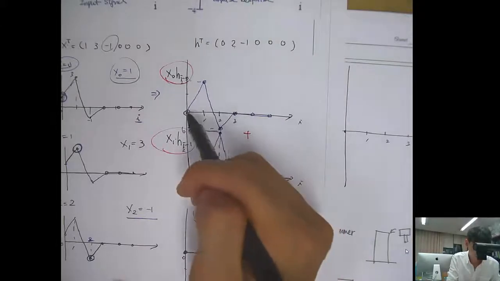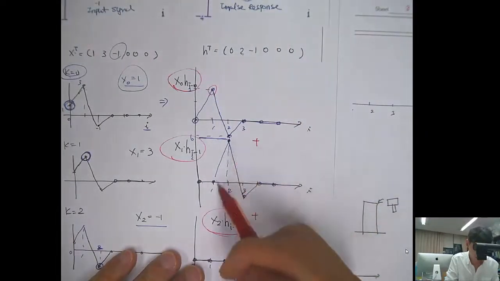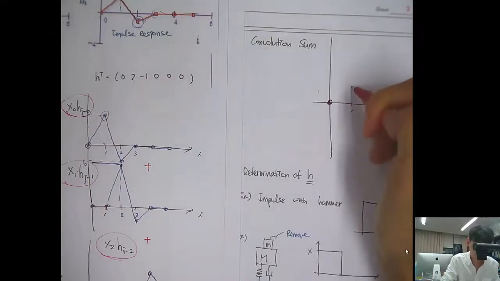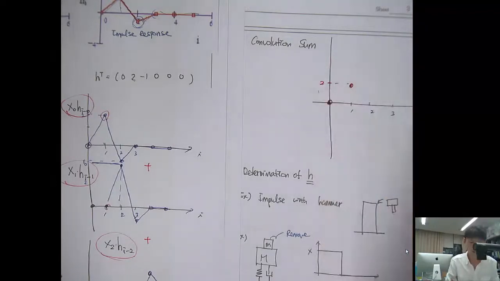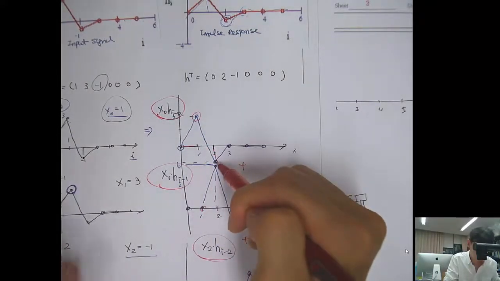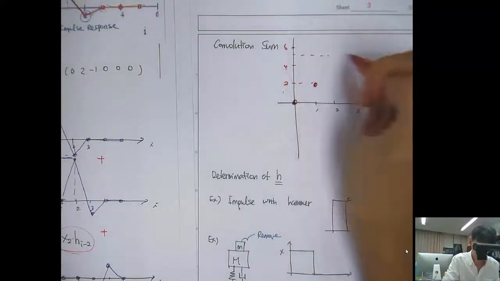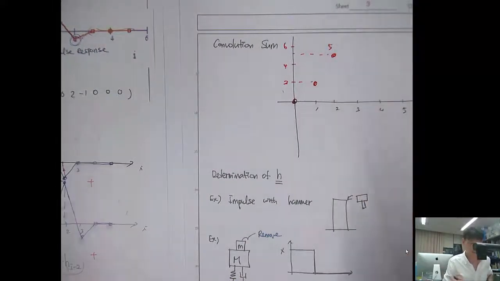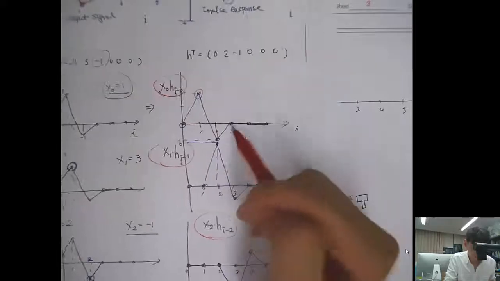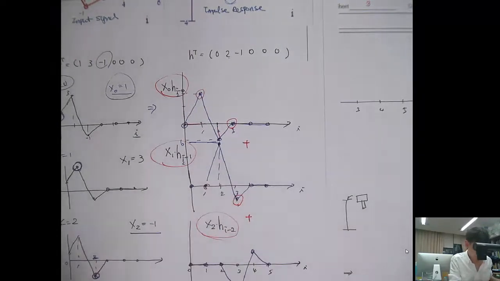And let's sum up all of this. When i is 0, 0 plus 0 plus 0, so it should be 0 here. And when i is 1, 2 plus 0 plus 0, so it should be 2. When i is 2, minus 1 plus 6 plus 0, so it should be 5, here 5. And when i is 3, 0 plus minus 1, is it minus 1?